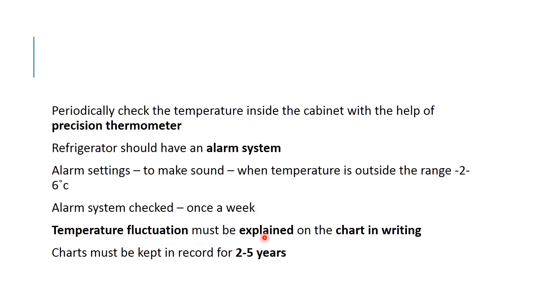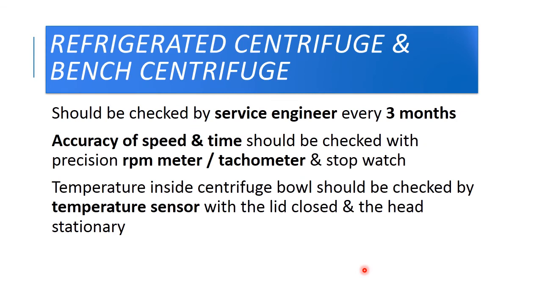Temperature fluctuations must be explained on the chart in writing. So why this fluctuation has occurred, the explanation has to be given. Sometimes when we are removing the blood units, if the door is kept open for a long time, variation in temperature will also occur. Such explanations have to be provided in the chart. The chart must be kept in record for 2 to 5 years. At least for 2 to 5 years we need to maintain these records.